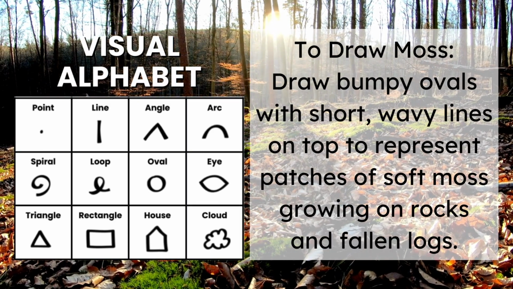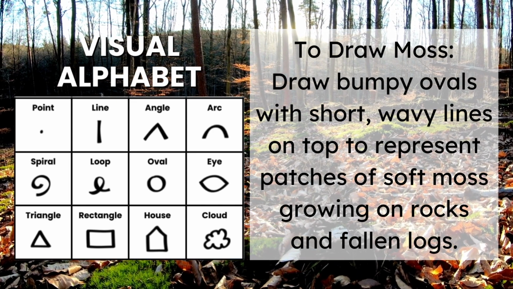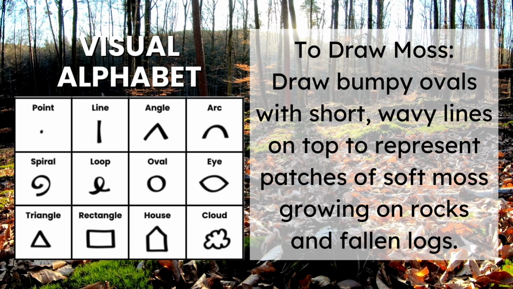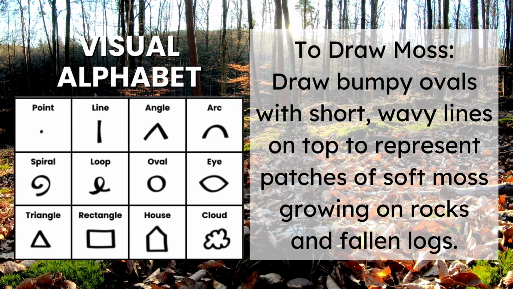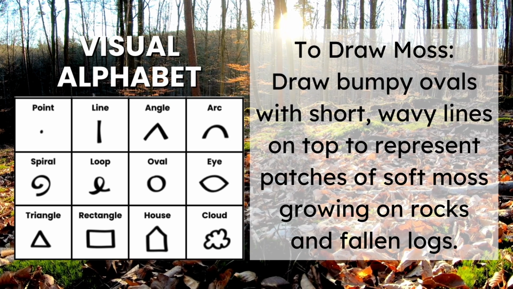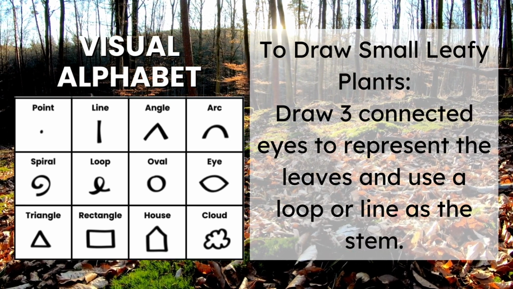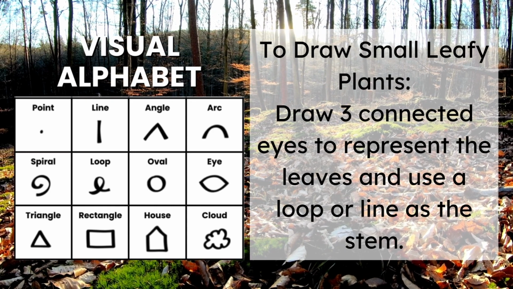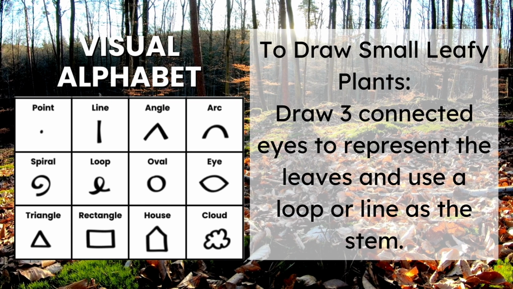To draw moss, draw bumpy ovals with short, wavy lines on top to represent patches of soft moss growing on rocks and fallen logs. To draw small leafy plants, draw 3 connected eyes to represent the leaves and use a loop or a line as the stem.